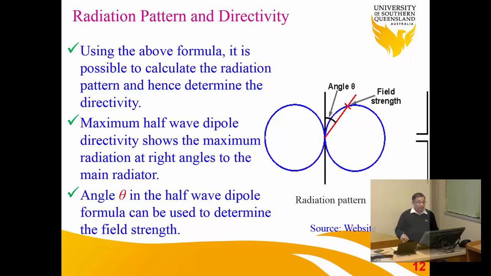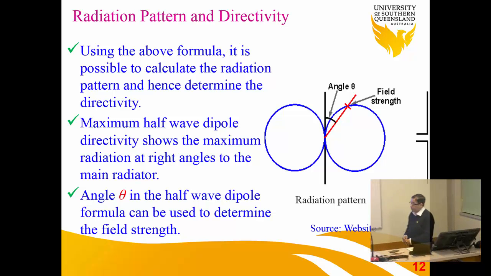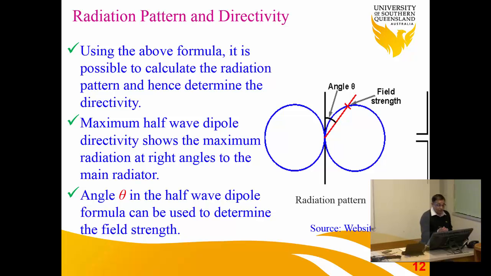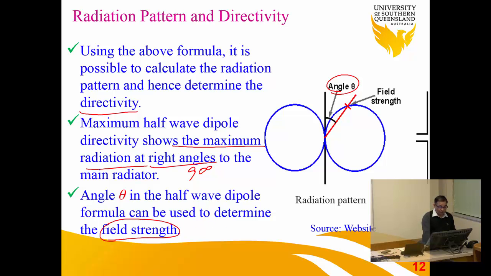So far, the radiation pattern and directivity. Using this formula, it is possible to calculate radiation pattern and hence determine the directivity as mentioned. So far, the maximum half-wave dipole directivity shows the maximum radiation at right angles, that means 90 degrees to the main radiator. Angle theta is here. Angle theta in the half-wave dipole formula can be used to determine the far field strength.